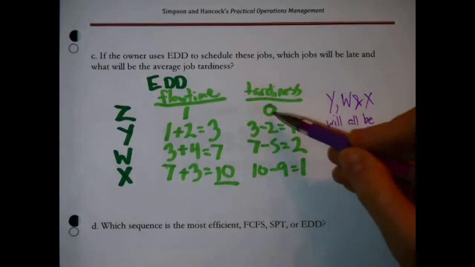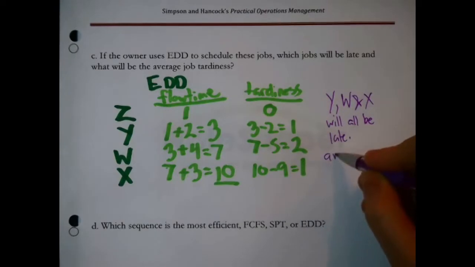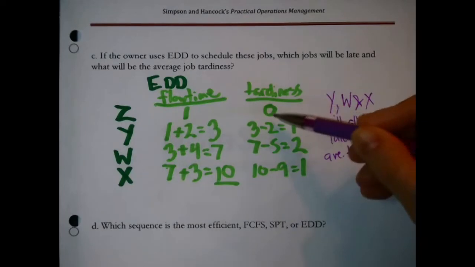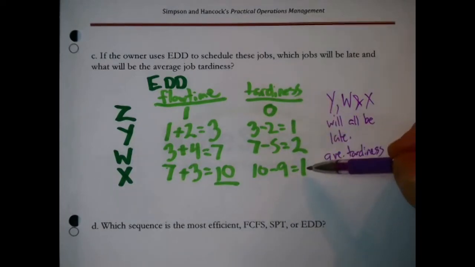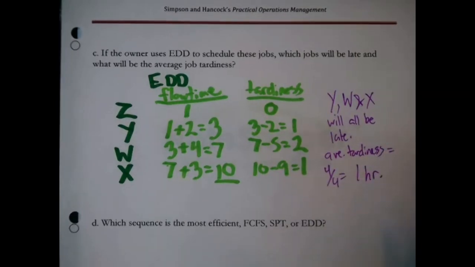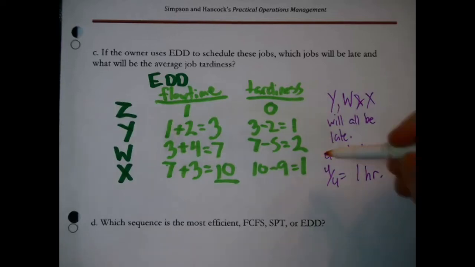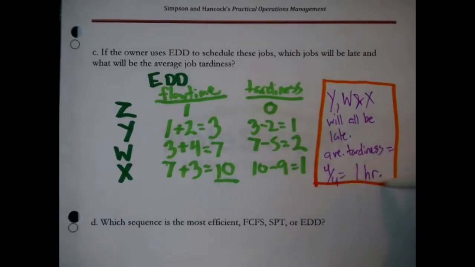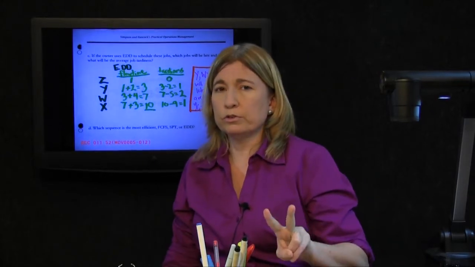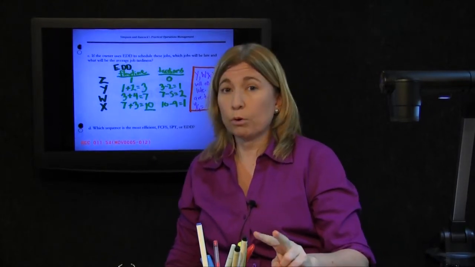However, average these numbers. Remember, they asked for the average tardiness. So average 0, 1, 2, and 1, that's 4. 4 divided by 4 is 1. The average tardiness is lower. The average tardiness here is lower than it was with shortest processing time. Even though with shortest processing time that had an average tardiness of 1.5 hours, there were only 2 jobs that were late, but they were kind of more late.